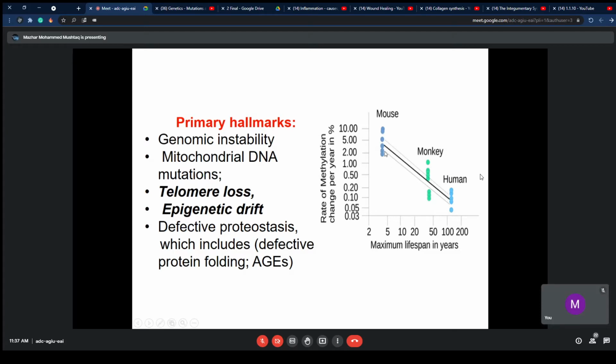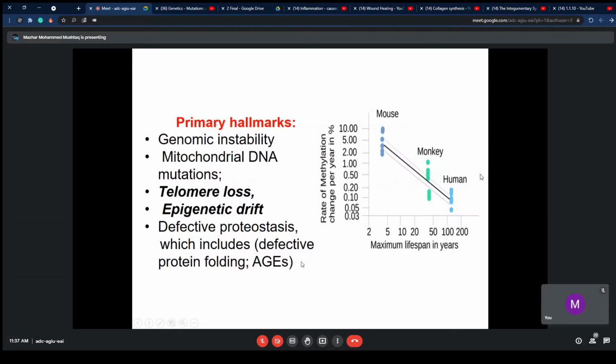It is not that in one of the species it is lost at the later stages but is present in the early stages. In the early stages this methylation is there, and progressively in all three species it is lost at the same rate. As you go on, there is a continuous fall of the methylation. So this was one of the studies where they studied these primary hallmarks: genomic instability, mitochondrial dysfunction, telomeric loss, and epigenetic drift. All these are the primary hallmarks of aging.